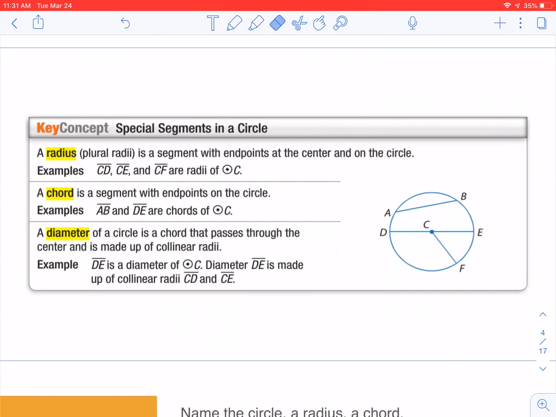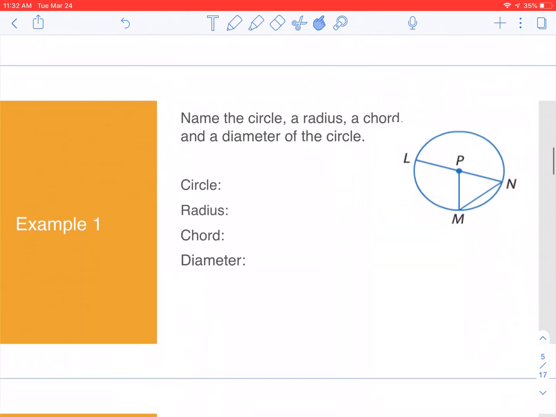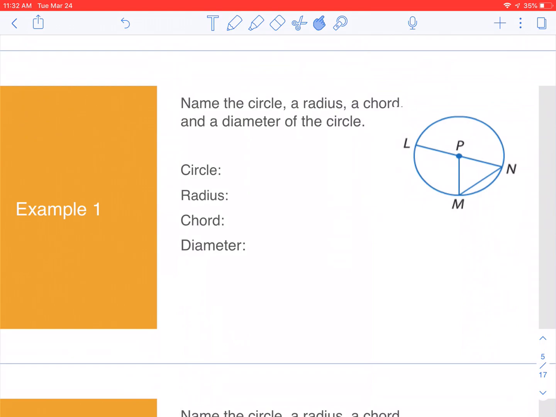And then, last but not least, we have diameter. It's a chord which passes through the center, and it's made up of the radii. So DC and CE are the two radii there. DE is the chord, and that's our diameter. So what we're going to do next is label pictures, a couple of them. We're going to label our first picture.